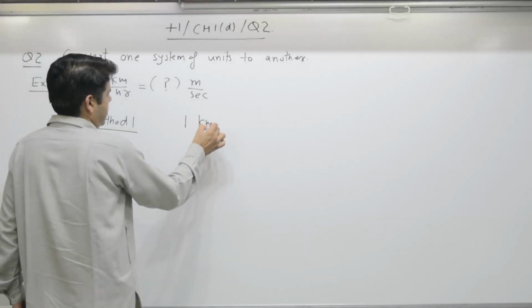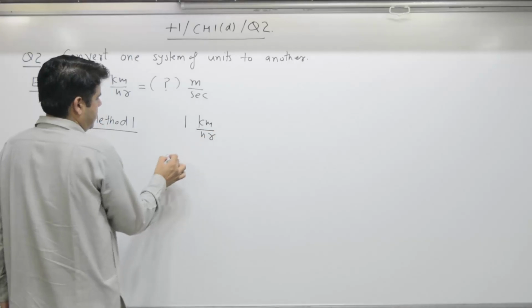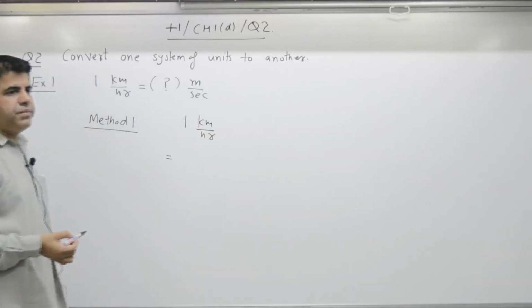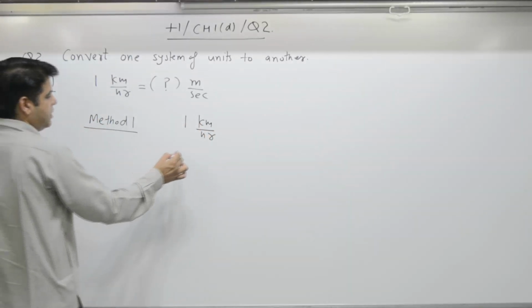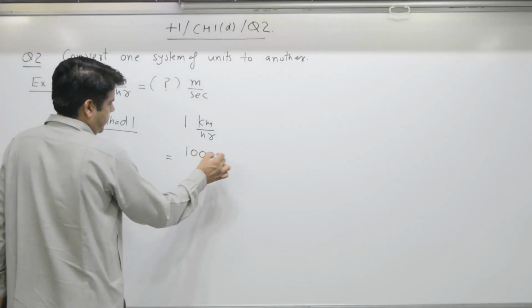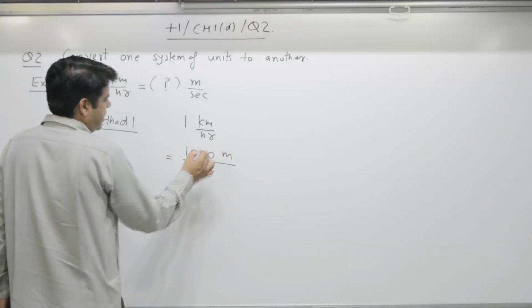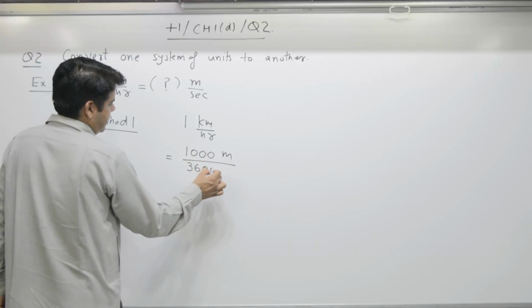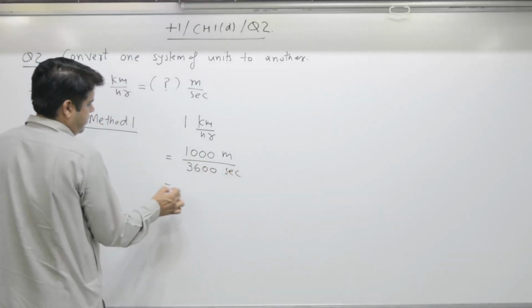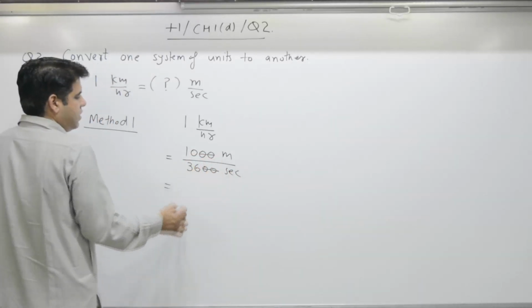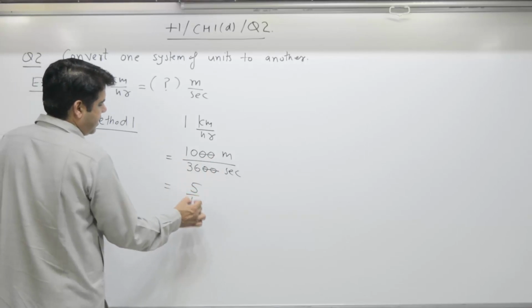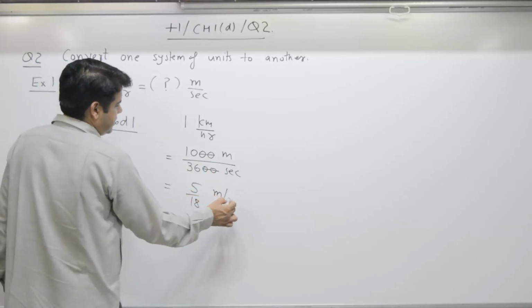1 kilometer per hour is equal to 1 kilometer, which is how many meters? 1000 meters. 1 hour is how many seconds? Cancel. 10 by 36, 5 by 18 meter per second.